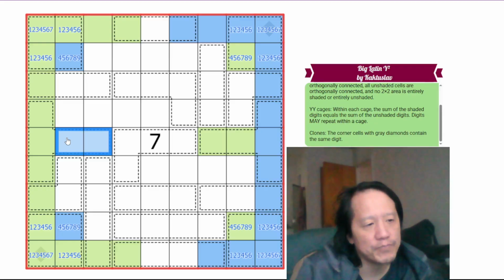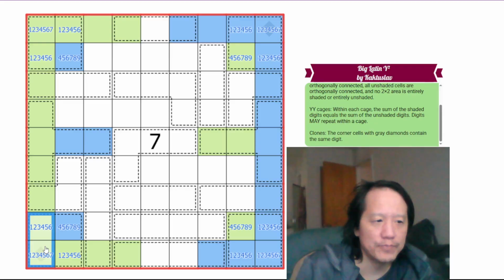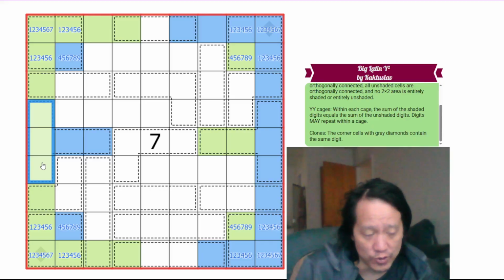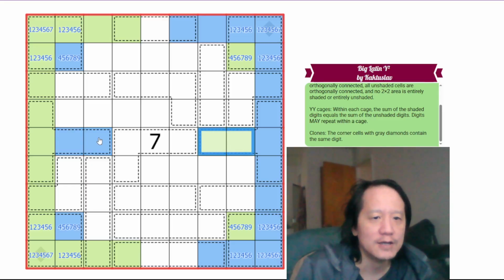Ooh. So this is 14 at maximum. Which means this must be at minimum 14. This is at minimum 14. Which means this must be at minimum 14. And this is at minimum 14. If they try to maximize it, then there's no way that can work. So this has to be 14. This has to be 14. And this must be 3.